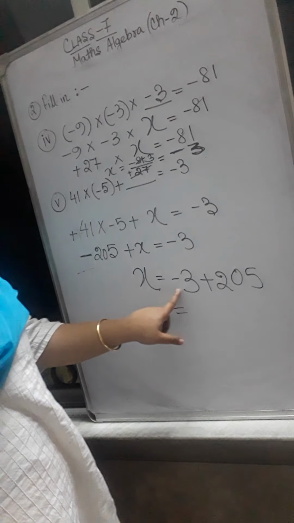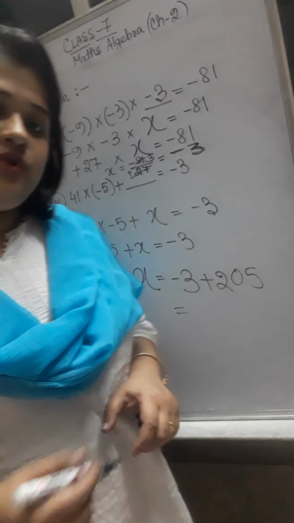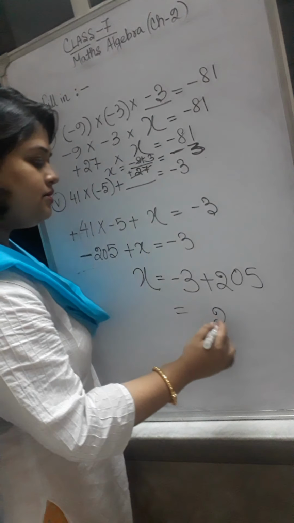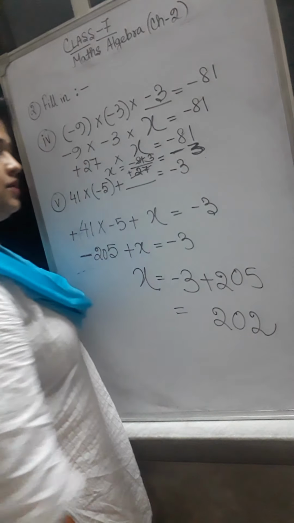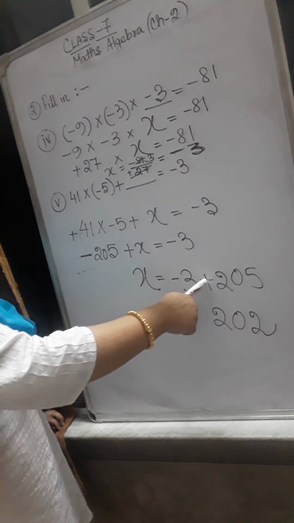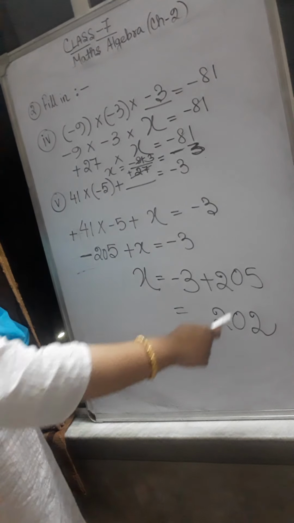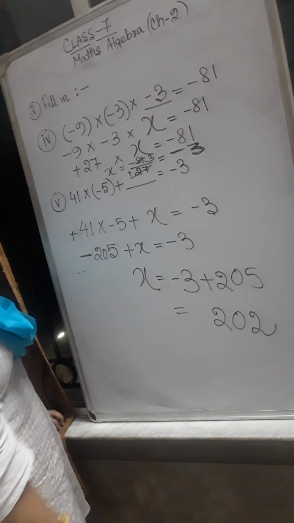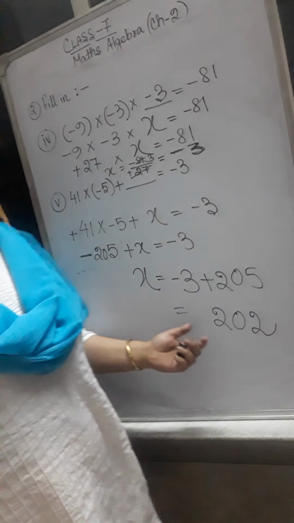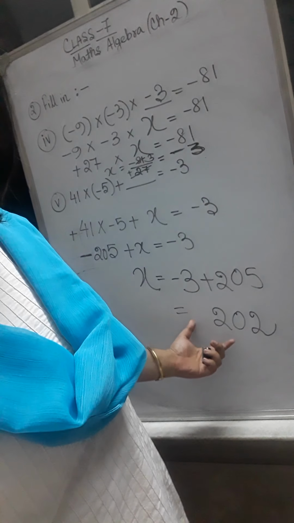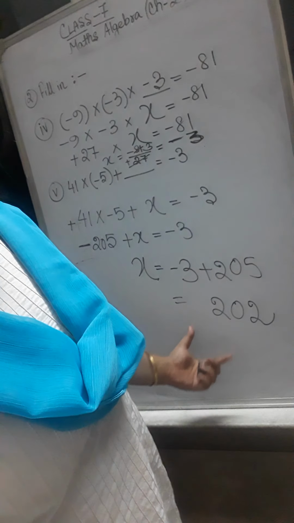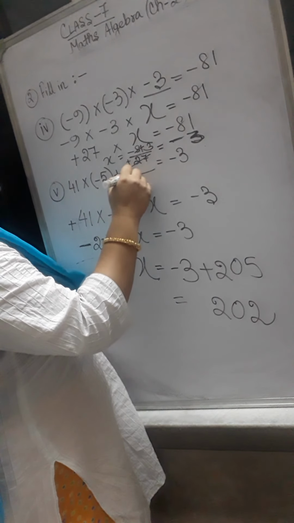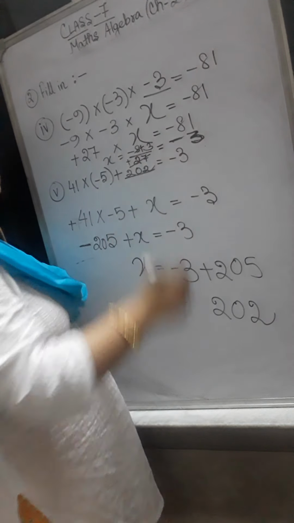Now when opposite signs are given, you always subtract the numbers. So from 205, if I subtract 3, we get 202, and always put the sign of the greater number. So here the greater number is 205, so the answer should have a plus sign. Even if we do not write the sign, the answer without a sign means positive. So this is 202.